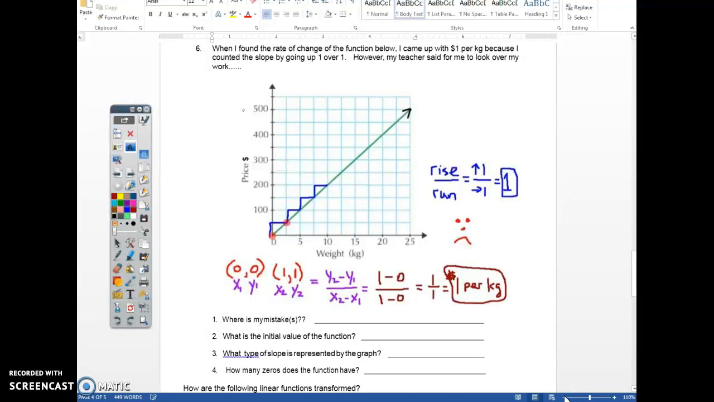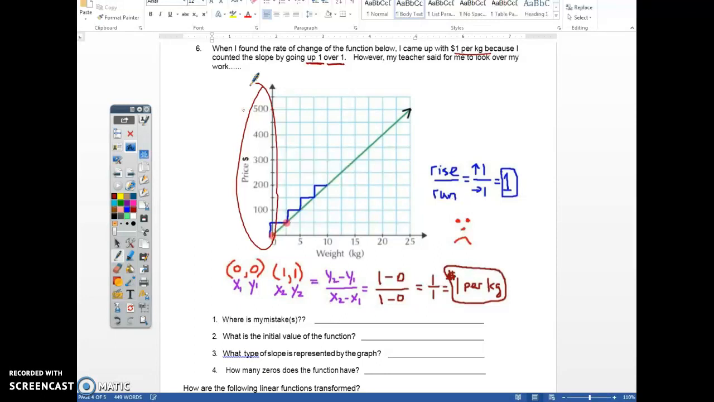Okay, so here we go. Now we're doing rise over run, and I can tell because somebody did some work on here. Let's read. It says, when I found the rate of change of the function below, I came up with $1 per kilogram, because I counted the slope by going up 1 and over 1. However, my teacher said for me to look over my work, because yes, he's going up 1 over 1, but how much is my graph going by?